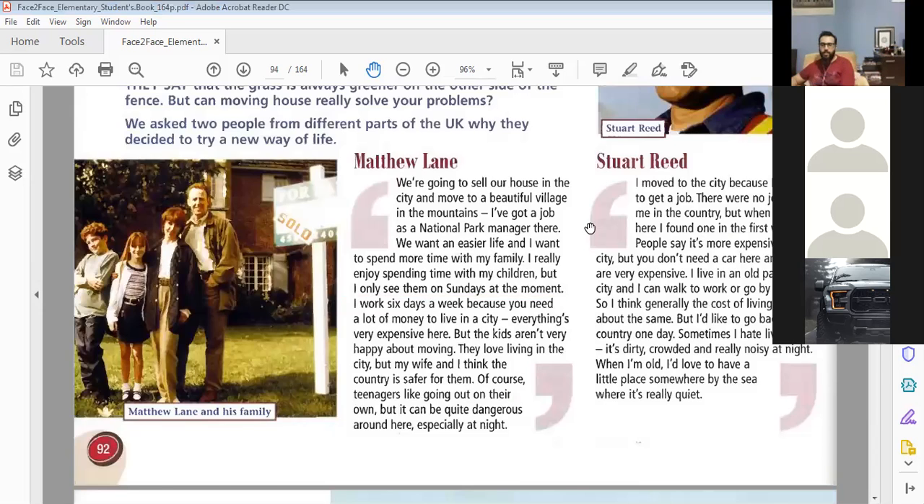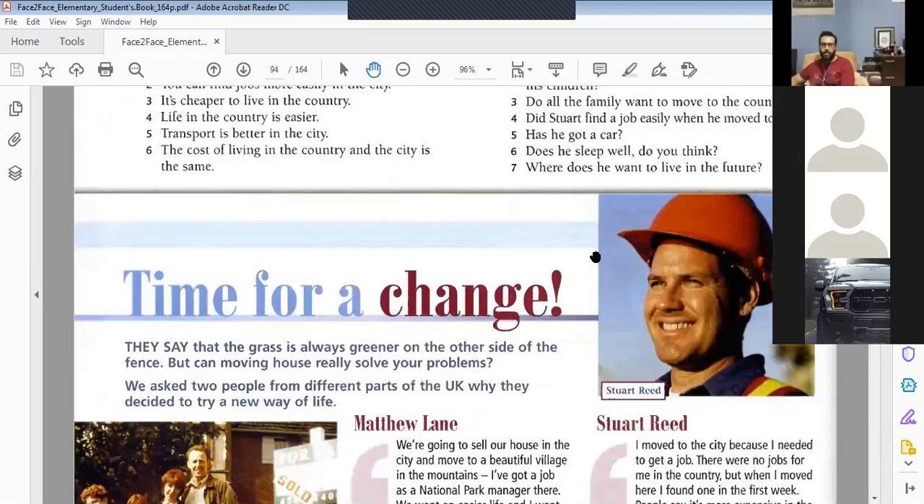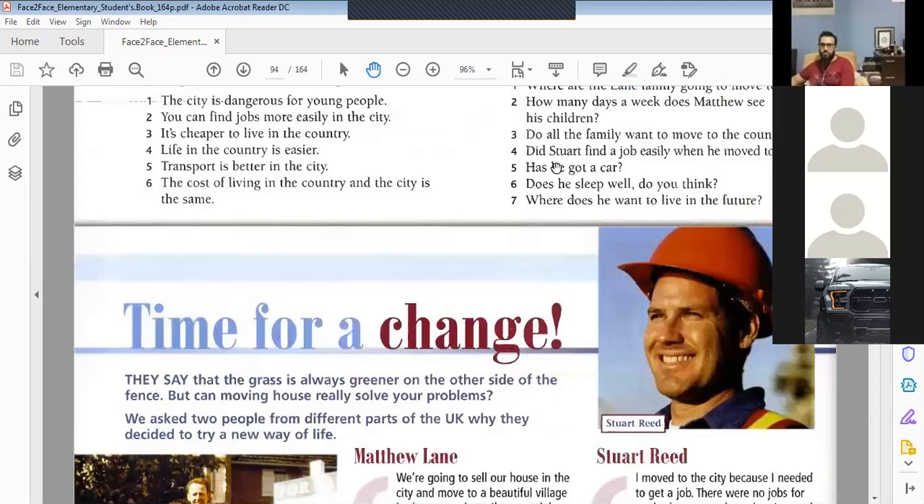What about here, number 3? Do all the family want to move to the country? No. Why not? His children like living in the city. Yes, his children like living in the city, correct. All right. Next question here.